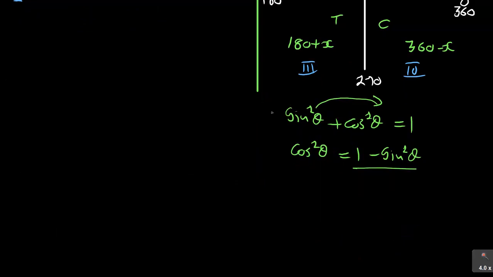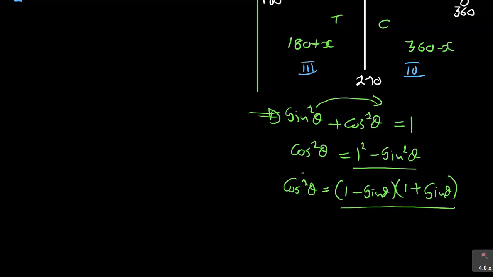But I can take you back to this expression that I did here. Remember we said sine squared theta plus cos squared theta is equal to 1. Now I can move on to say cos squared theta is equal to 1 minus sine squared theta. This is a difference of 2 squares, where you square, then you put your brackets like this: 1 minus sine theta and 1 plus sine theta. So you actually see that this is cos squared theta.